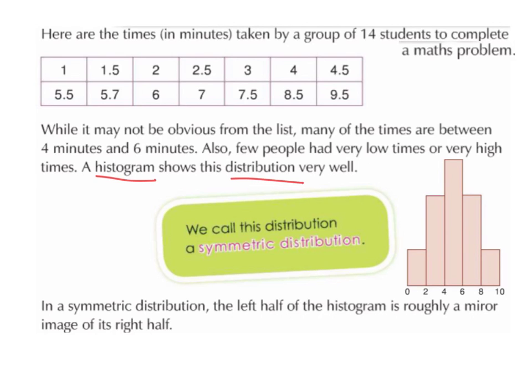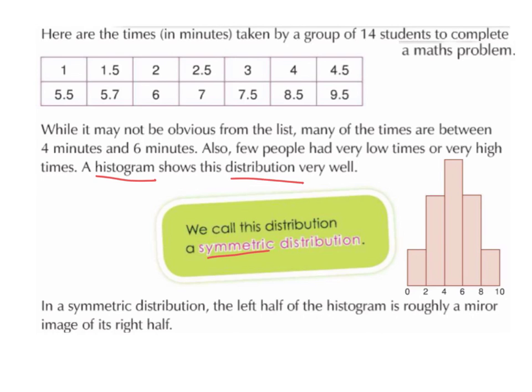We call this distribution a symmetric distribution, because our histogram is quite symmetric, so you could actually draw in a mirror line right through the center of it. It has the same image on either side.